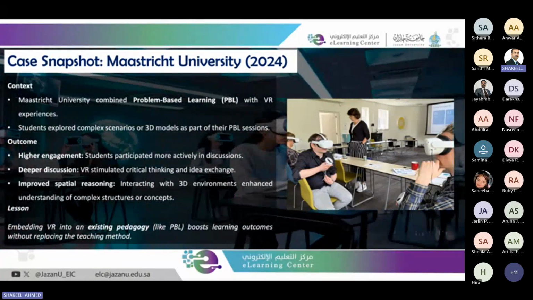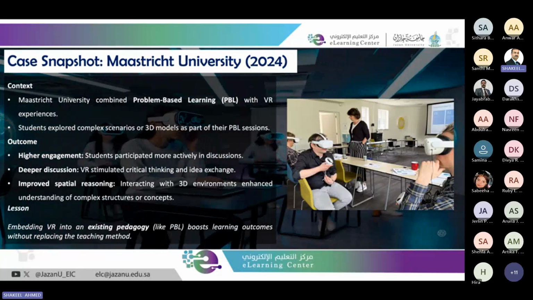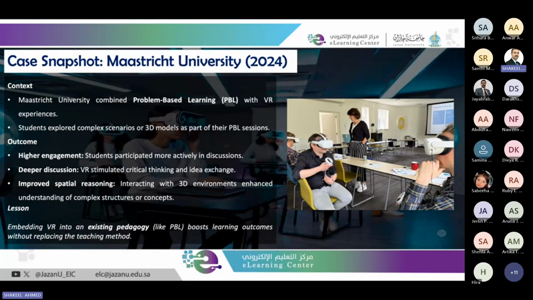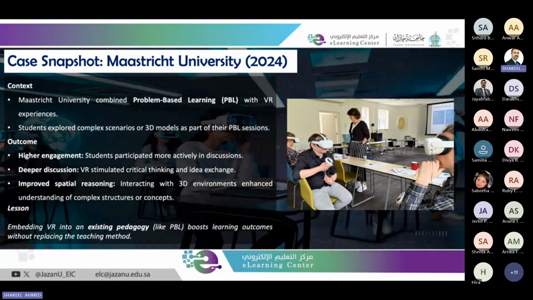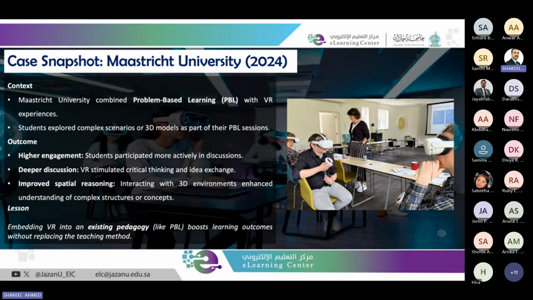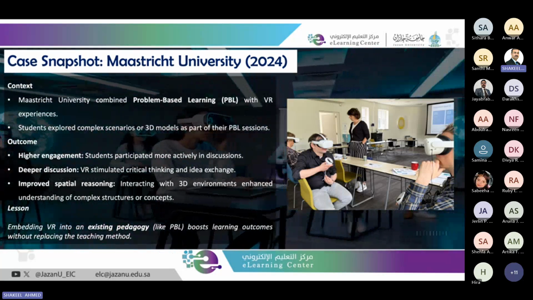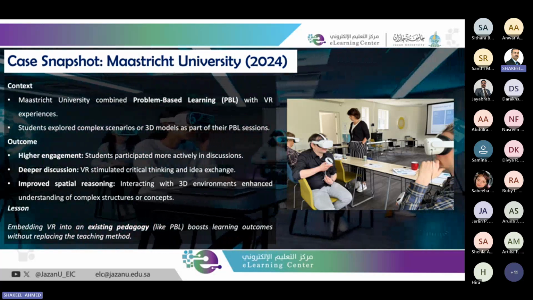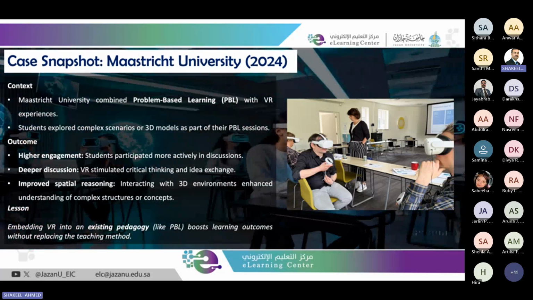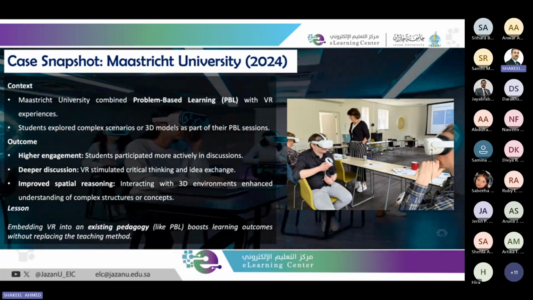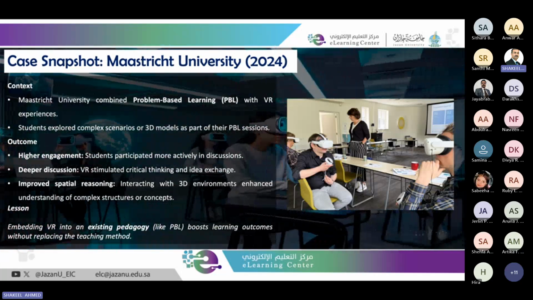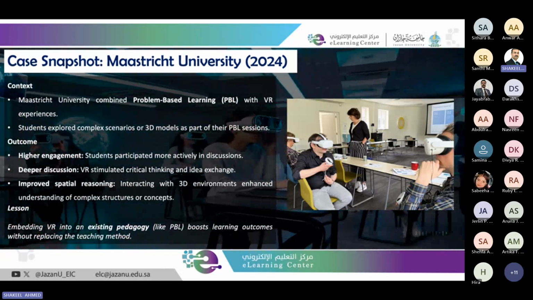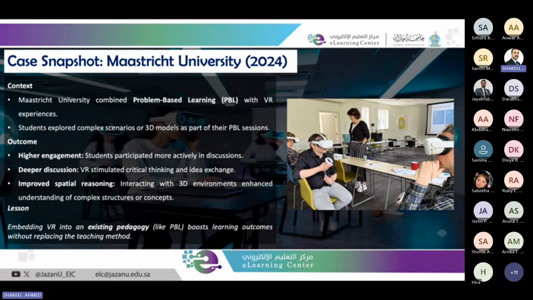Maastricht University combined problem-based learning with VR. This is one of the studies. This is a case snapshot, so you can get an idea of how VR technology is working inside the university. Students explored complex 3D scenarios, because they were given a different scenario using the 3D environment, then returned to group discussions. The result was higher participation, deeper conversations, and improved spatial reasoning. The key lesson here is that VR works best when added into the existing teaching method, not as a replacement. So you can use it to enrich, not to replace what you already do well.